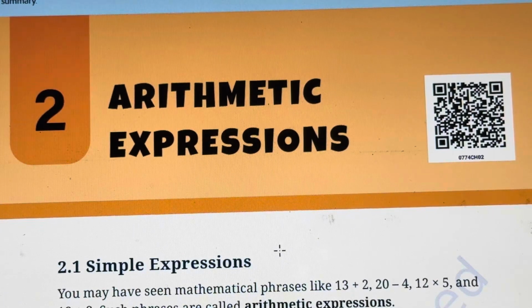Grade 7 chapter 2, that is arithmetic expression, and in this video we'll discuss page number 25 and 26. So let us start.